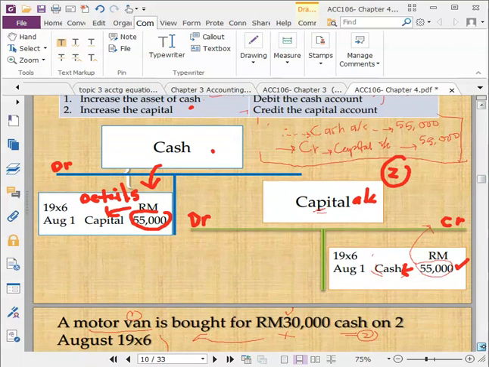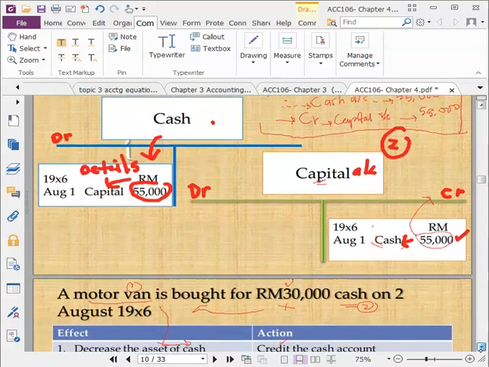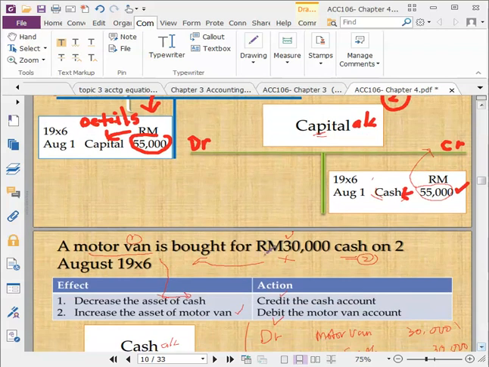So let's look at the second. A motor van is bought for 30,000 cash on 2nd August. Okay, beli van 30,000 guna duit cash. So what is the effect? Decrease the asset cash, increase the asset motor van. So decrease asset cash, credit the cash account. Increase the asset motor van, debit the motor van account.